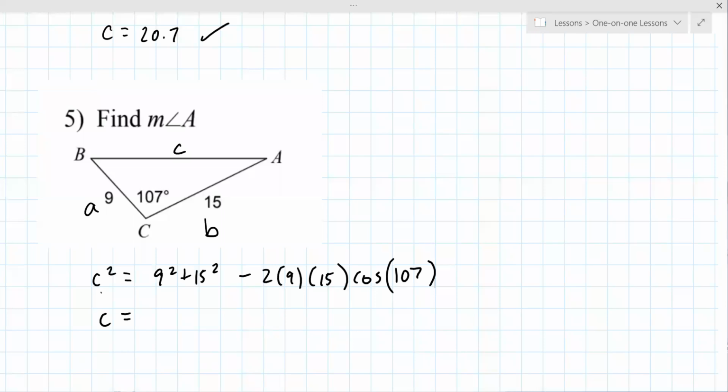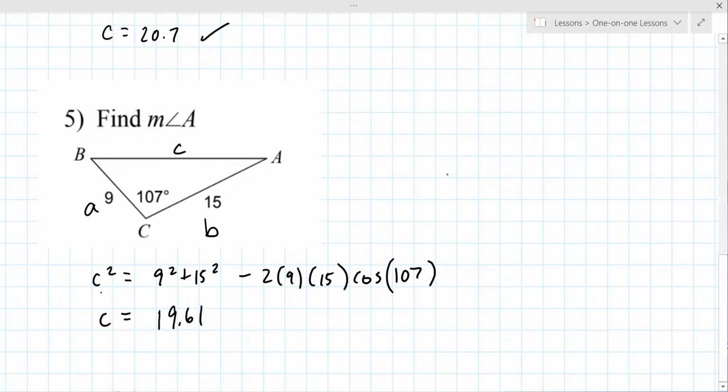Okay. So get this value of C, and then we'll talk about it. 19 squared plus 15 squared, minus 2 times 19 times 15, then cosine 107. So you get that big number, square rooted out. I get 19.61. Okay, let's go with that.